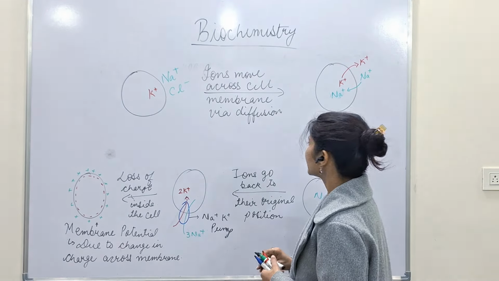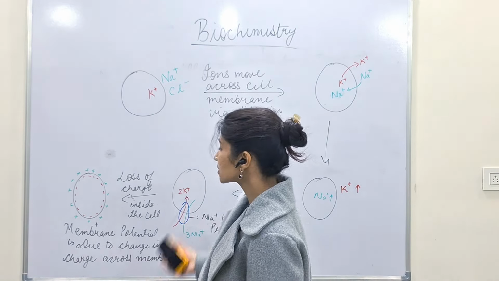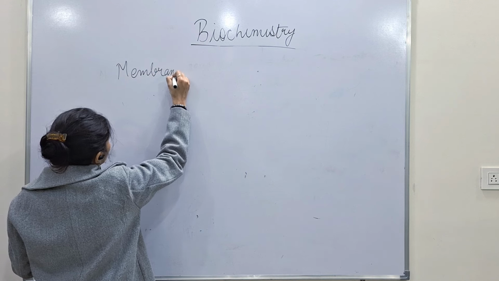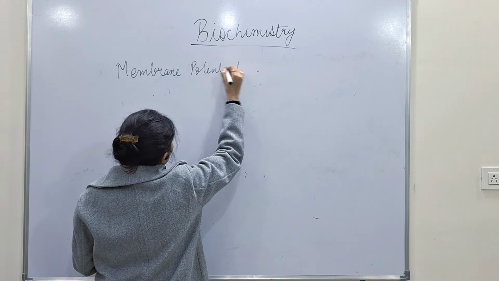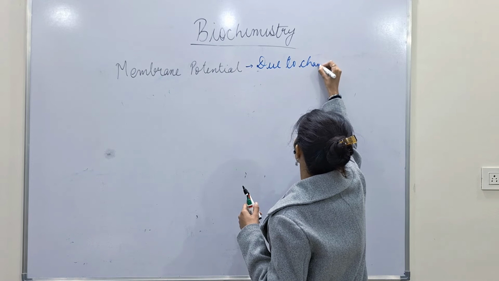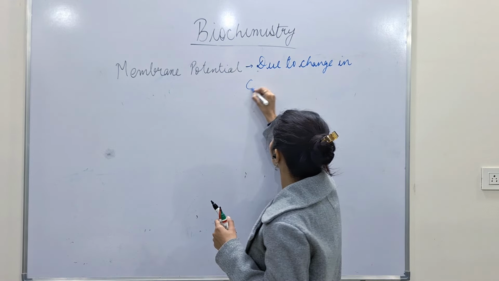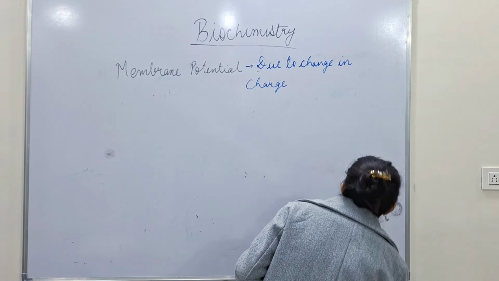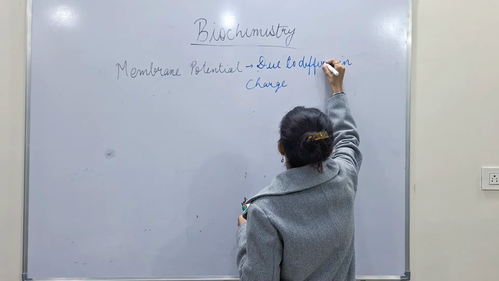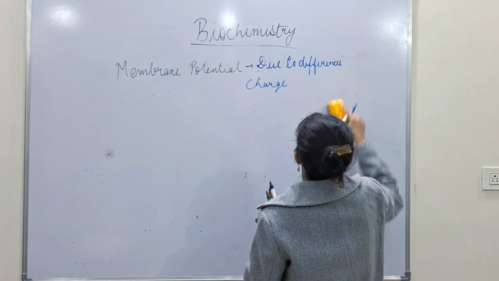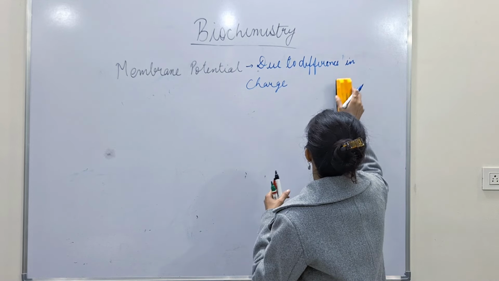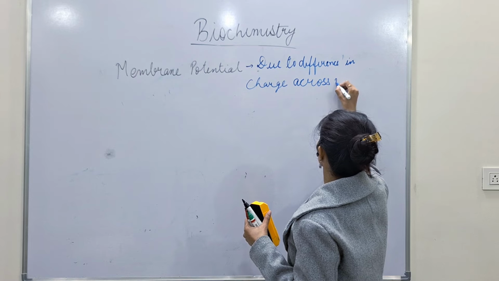Other than this, there are two other types of membrane potentials. Let's discuss these two other types of membrane potentials. Membrane potential happens due to the change in charge, or more appropriately, due to the difference in charge across the membrane.